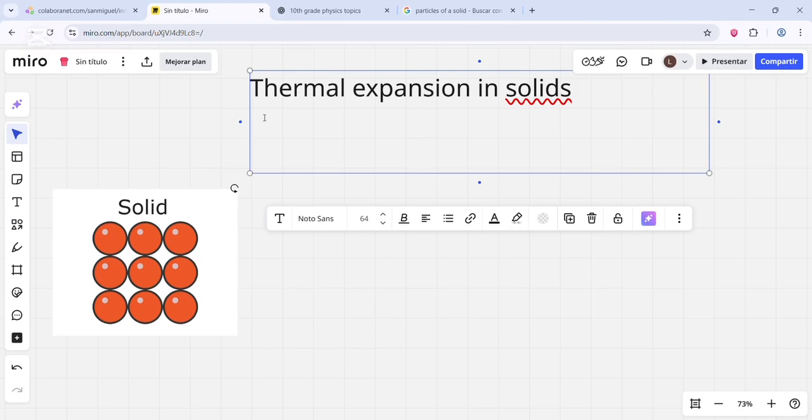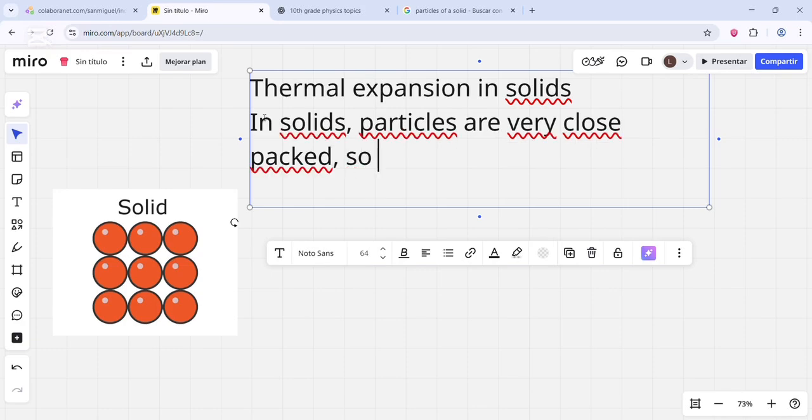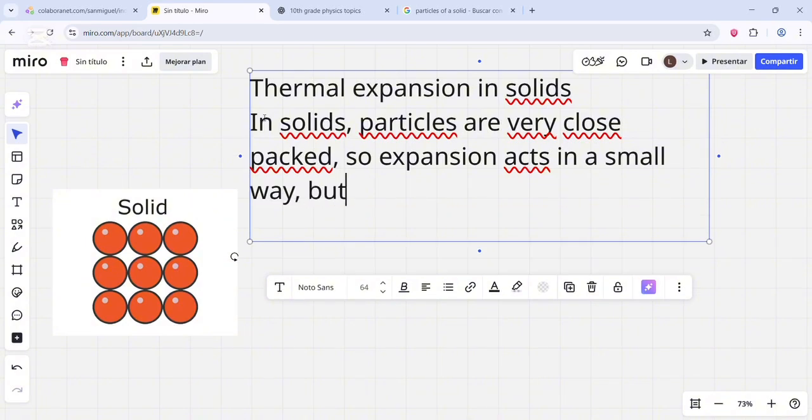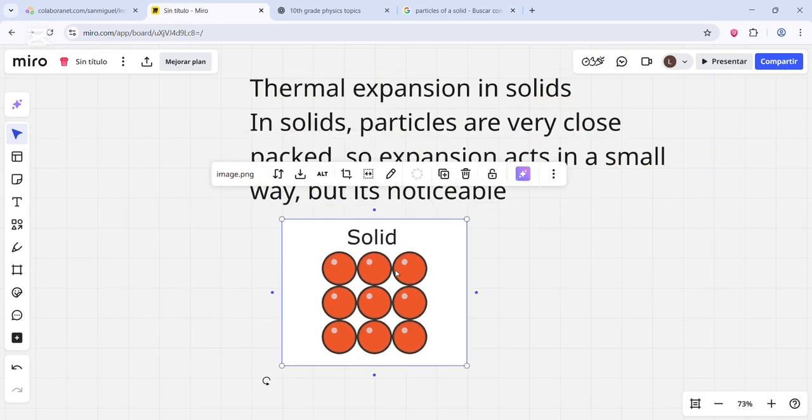Thermal expansion in solids. So in solids, particles are very close packed. So expansion acts in a small way, but it's still noticeable. So in here we can see in the example that the particles are very close together in the case of the solid.